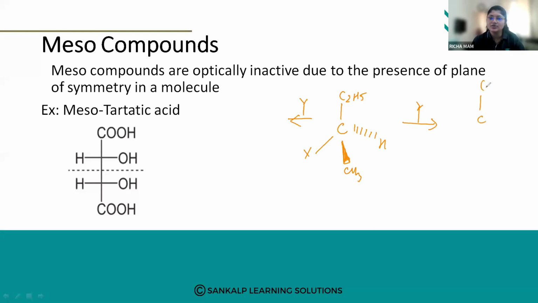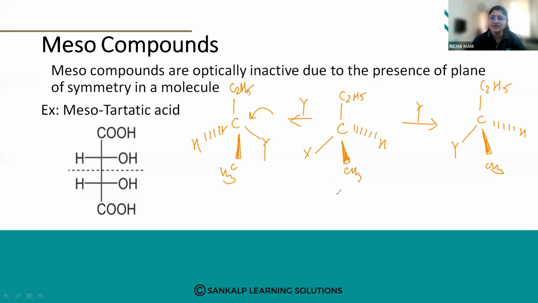So what is happening here? C2H5, here it will be CH3, here it will be H, and here it is Y. Now here, C2H5, here it is X, CH3, and Y. So what are we doing here? We are attacking the Y from behind, and here we are attacking it from the front. So like this. So what is happening?